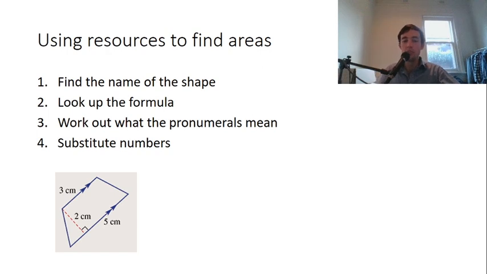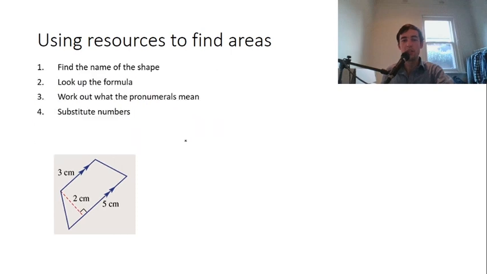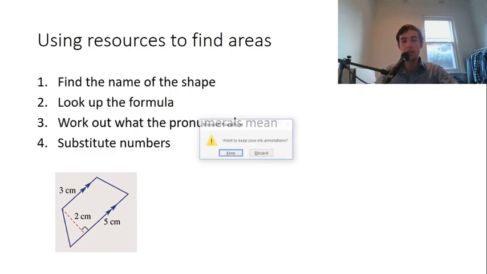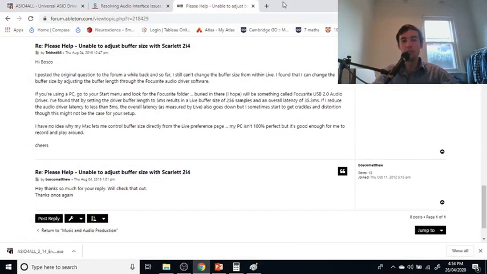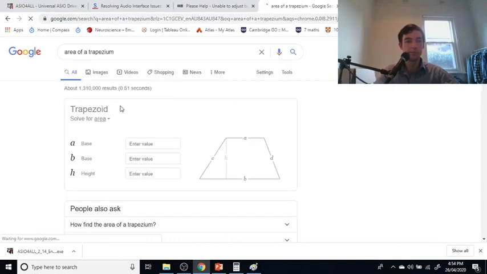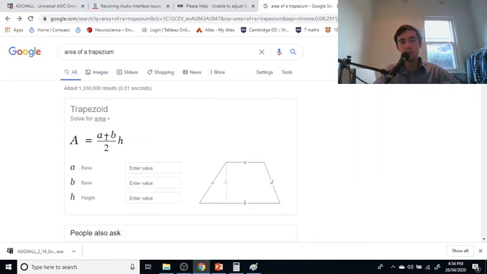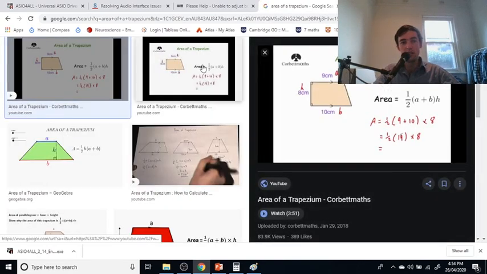So hopefully you can remember just from a few slides ago that this shape is a trapezium. And we also covered the formula of a trapezium. I want to look this up quickly on Google and show you that sometimes the formulas are a little bit different. So this one says a plus b divided by 2 times h. Okay. What does this one say? It's different. It looks different, but it's actually the same.